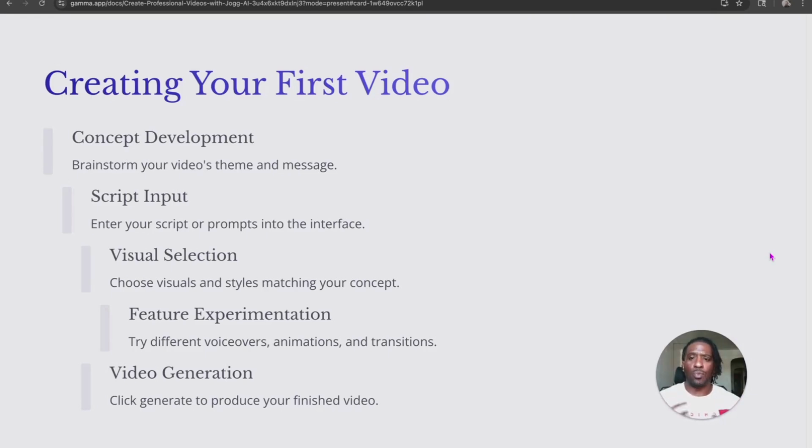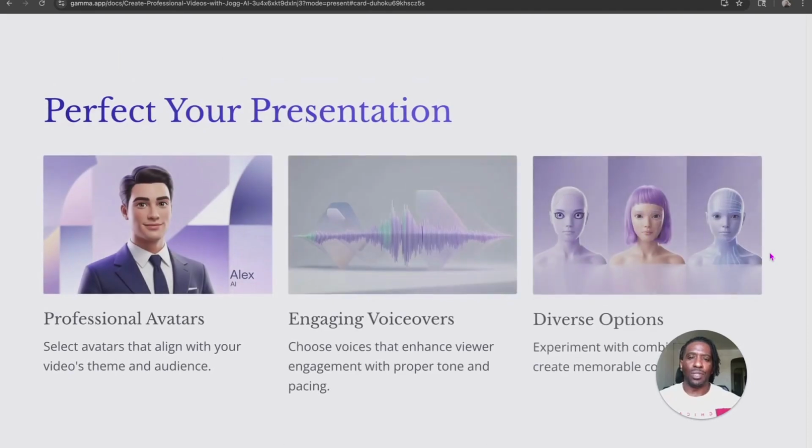So again, starting with the concept, having a script if you don't have one already. The visual selections, from your avatar to the things you want to put in the back and everything else. The features in the video generation are really simple and streamlined, and nothing you need to draw out. So your perfect presentation is going to be your avatars, your engaging voiceovers, and the diverse options that Jogg AI already provides. So you want to utilize a lot of it.